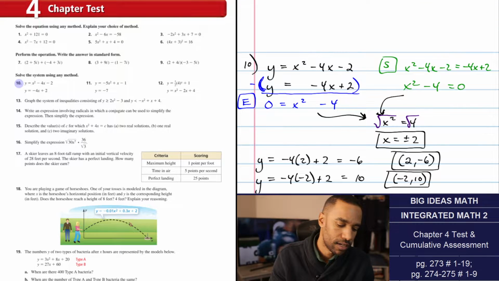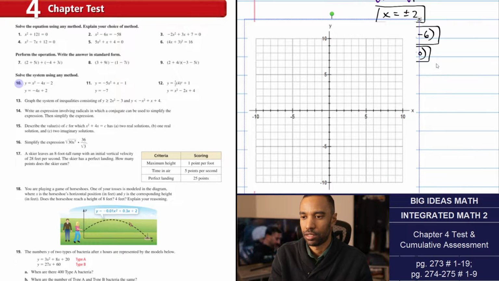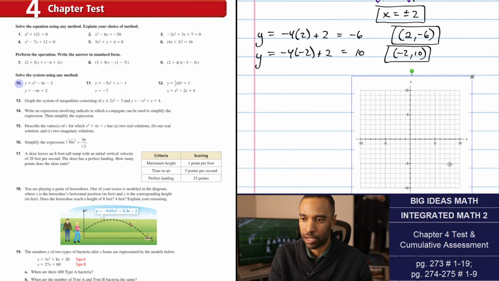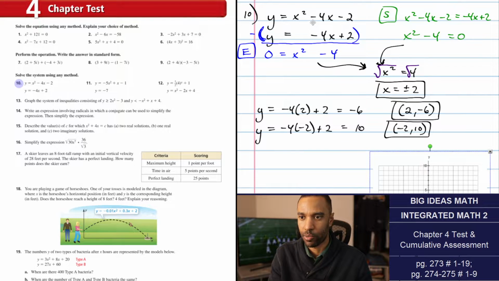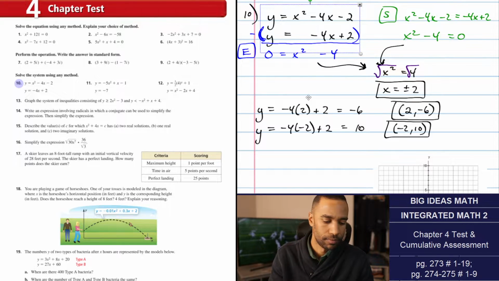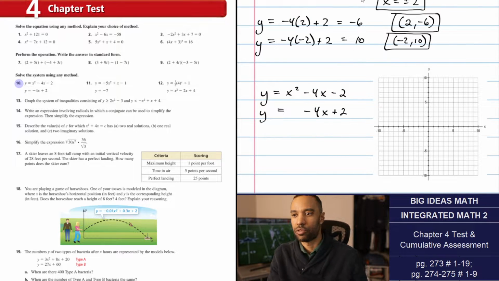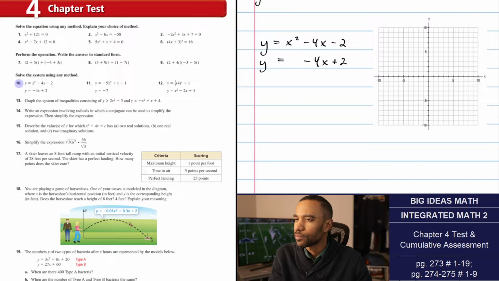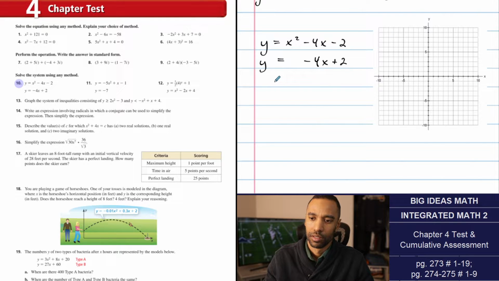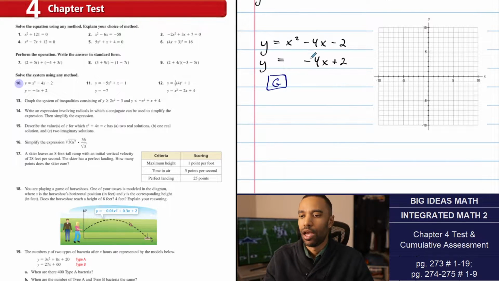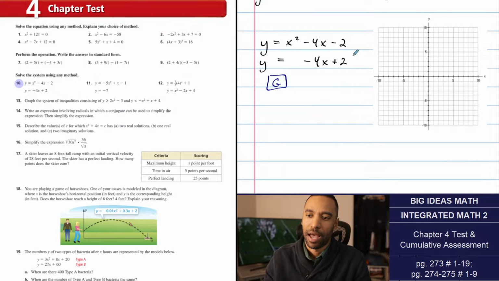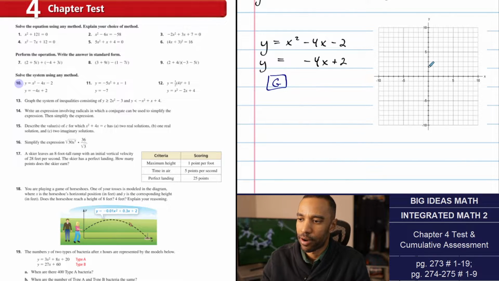So I'm going to take this and make a graph out of it, the same equations from above. So let's take those and solve by graphing. With graphing, I'm going to do the bottom equation first, negative 4x plus 2.